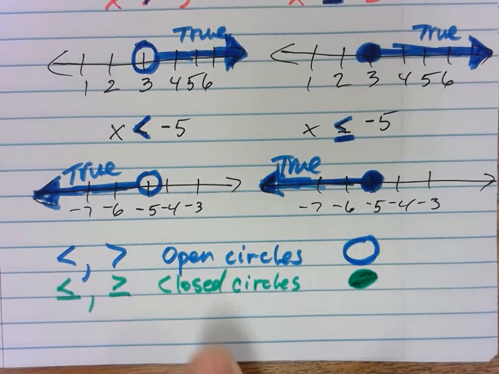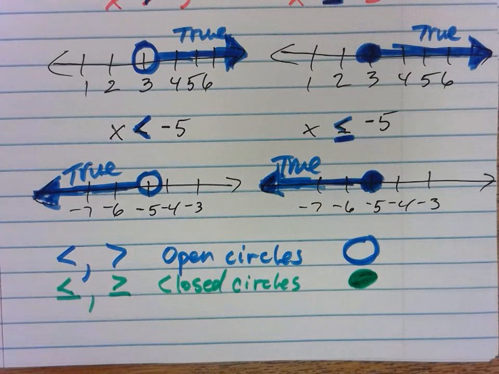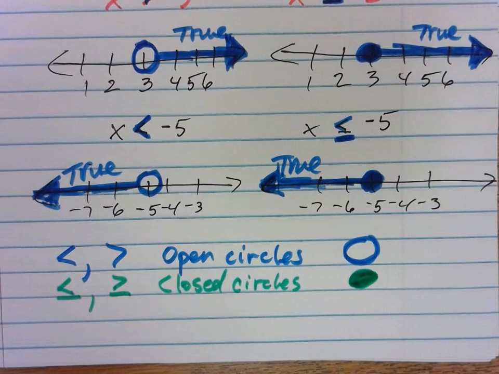Okay, so plain ones, less than and greater than, get the open circles, and then the ones that have the equal to under them, that's less than or equal to or greater than or equal to, they're going to have the closed circles. Okay, are you feeling good about that?